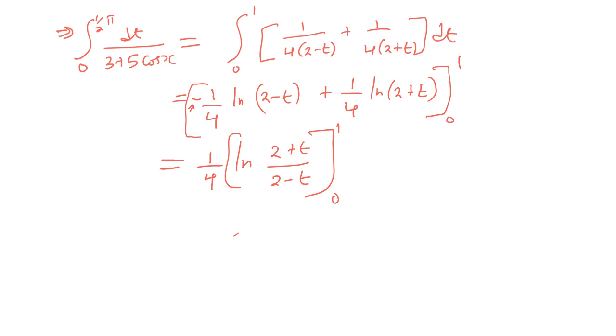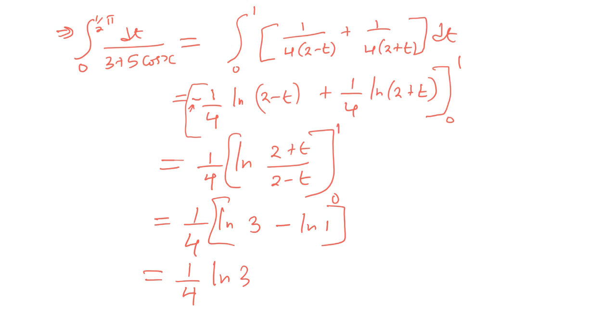When you substitute the upper limit, that's t equal to 1, that will be natural logarithm of 3, isn't it? So we have this as equal to 1 over 4 natural logarithm of 3 minus natural logarithm of 1. But natural logarithm of 1 is equal to 0, so the final answer is a quarter natural logarithm of 3. And the integral is done.